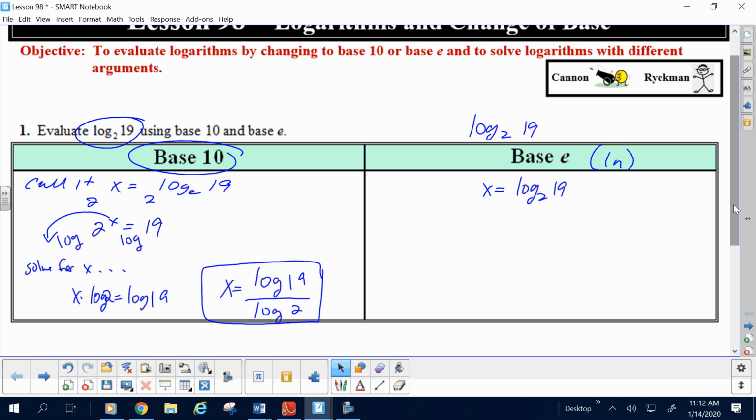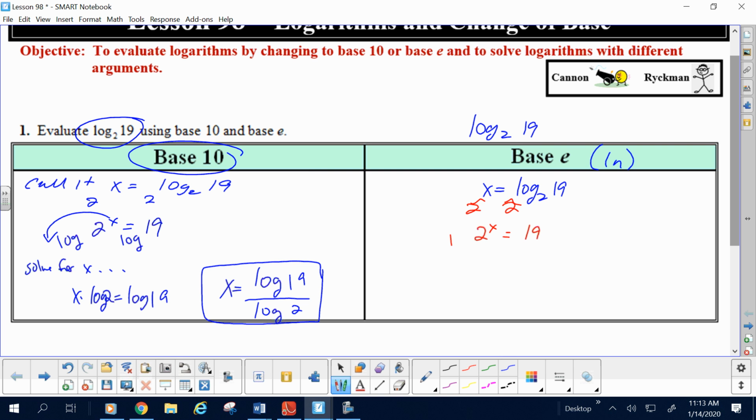So the first thing, what do you want to get rid of first? Log base 2. So the first part is not natural log or E, it's get rid of log base 2. So 2 to the x equals 19. Okay? Yes. Okay, so now just like over here you wanted log, we want natural log.